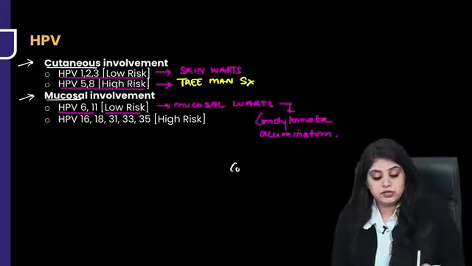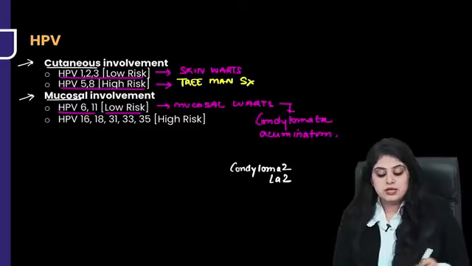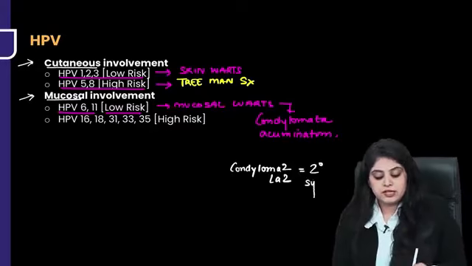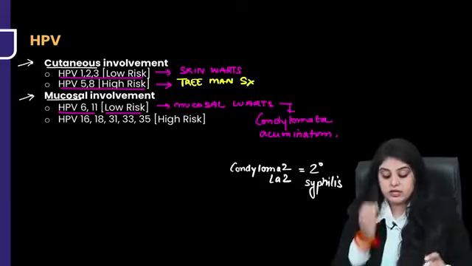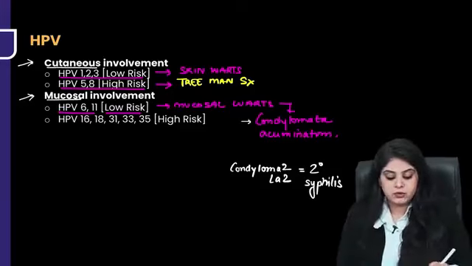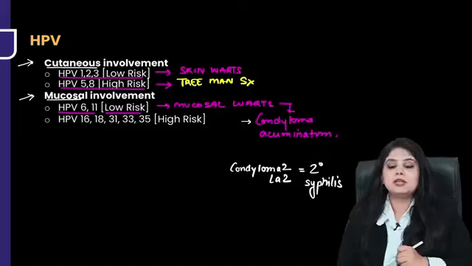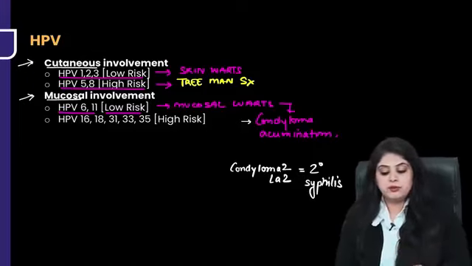Don't confuse it with condylomata lata, because I hope you remember I had changed the terminology and told you to learn it as condylomata lata, because that will tell you that secondary syphilis causes this. Condylomata lata is caused by secondary syphilis. Here I'm talking about condyloma acuminatum, which is caused by human papilloma virus. It's a wart, so it is low risk, 6 and 11.